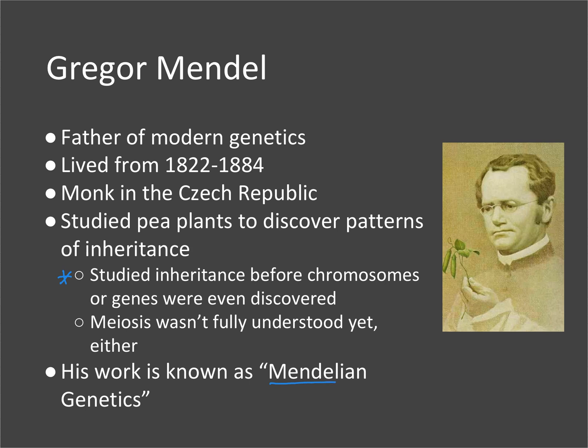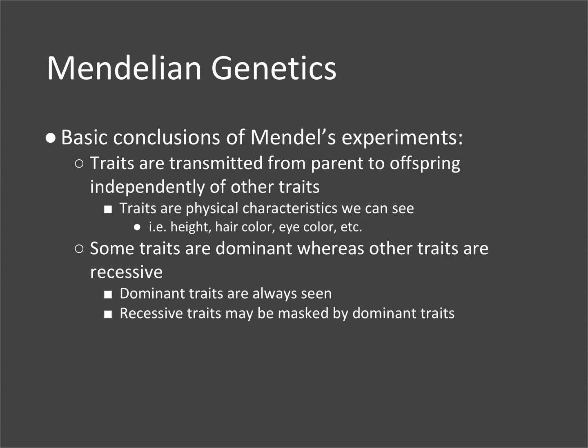So the basic conclusions that Mendel drew from his experiments are that, first of all, traits are transmitted from parent to offspring independently of other traits. What this means is that your hair color and your height are inherited independently of each other. Everybody with brown hair is not necessarily tall, and everyone with blonde hair isn't short, because you inherit those traits separately from each other. And we now know that those traits exist on different chromosomes.